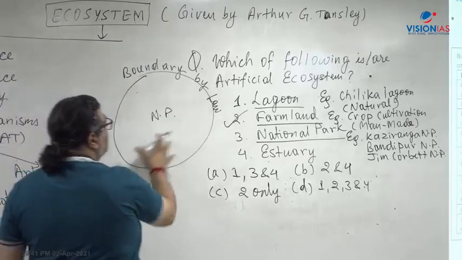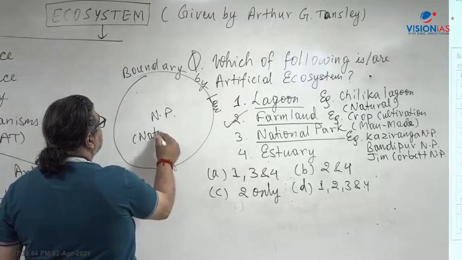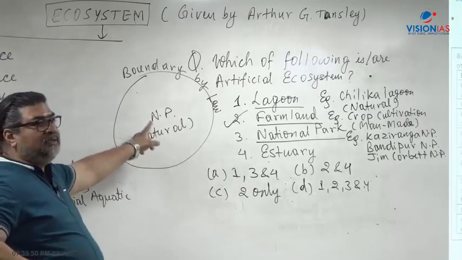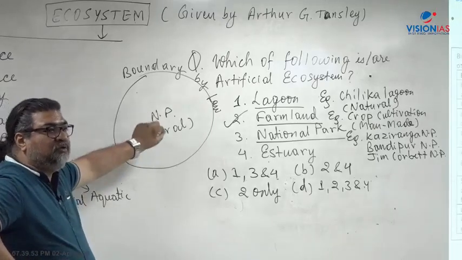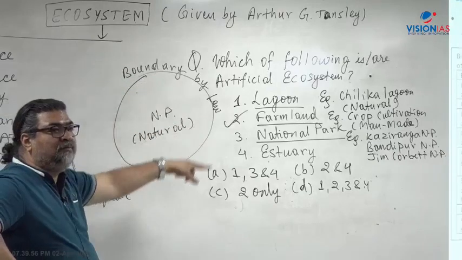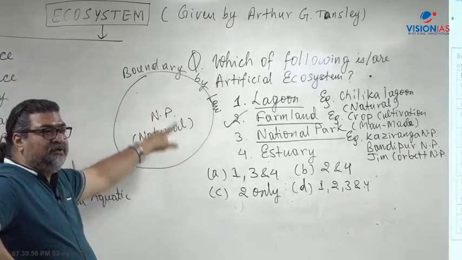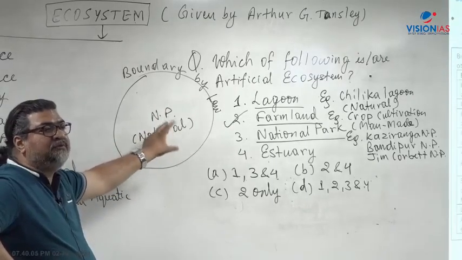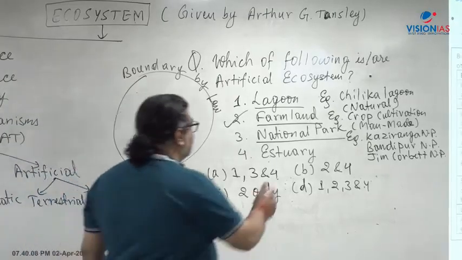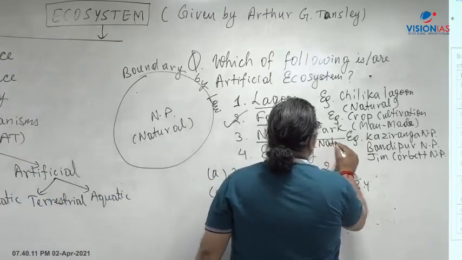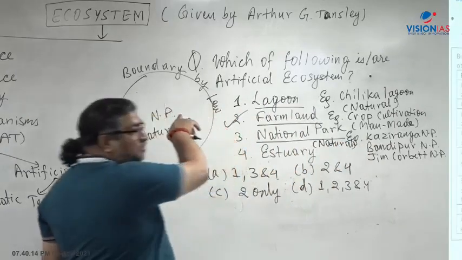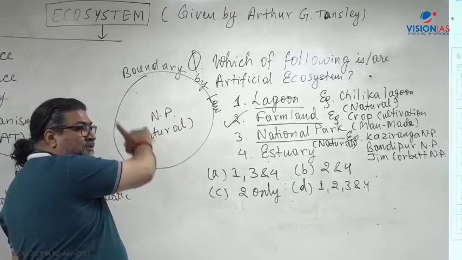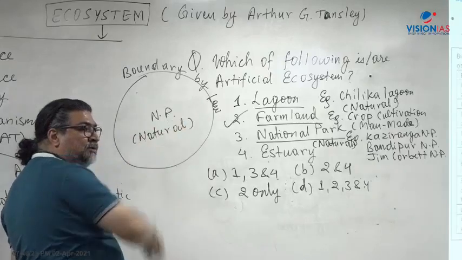But this habitat, this area, is a natural forest. It is basically a natural forest. This area which comprises the national park is for the protection of wildlife, and by law we only mark the boundary. But this habitat is a natural forest or a grassland or a desert, whatever the ecosystem is there. That is natural. So a national park is natural. Though we mark the boundary for protection of animals and plants within the national park, that habitat, that ecosystem is a natural one.